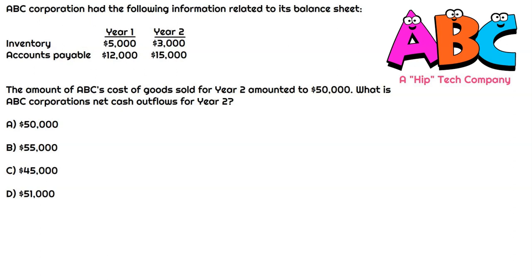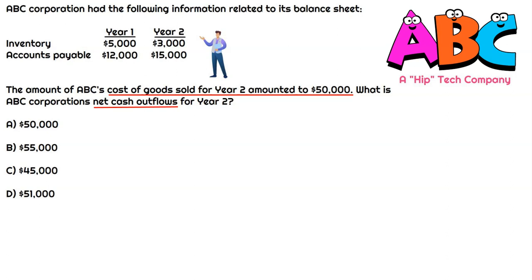So we're talking about the balance sheet, and it gives us the inventory and accounts payable balances for year one and year two. And then it tells us the amount of ABC's cost of goods sold for year two, and that was $50,000. Now, ultimately, it's asking us for the net cash outflows for operating activities in year two. So we're given accrual information, and we need to get to the cash flow impact. So we'll need to understand how that relates to inventory and accounts payable, because the two are very closely aligned.